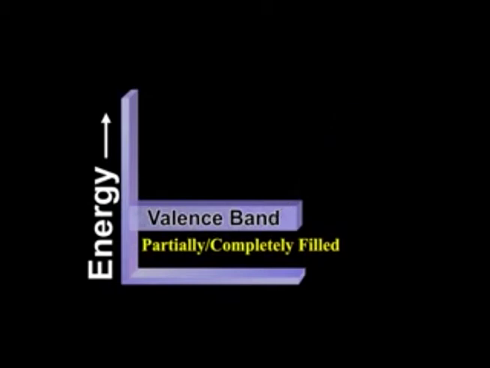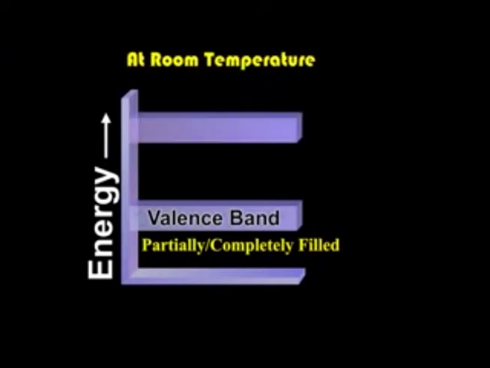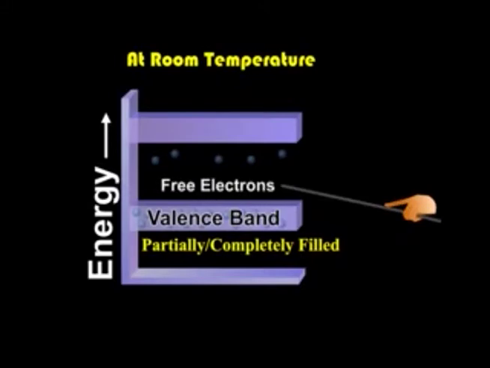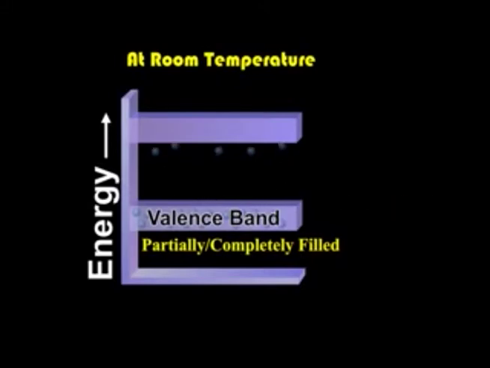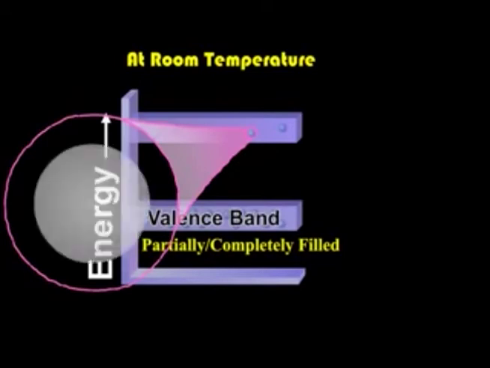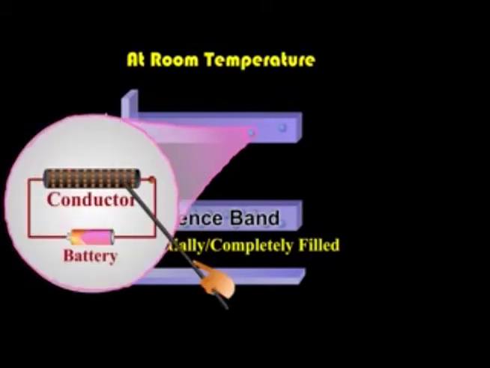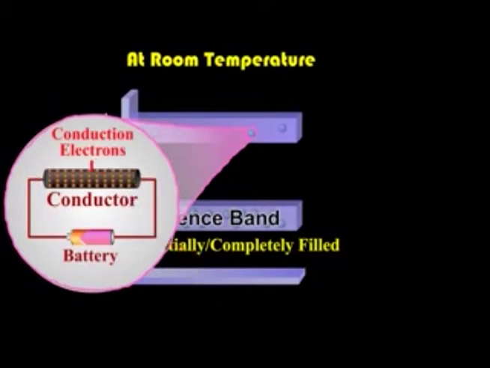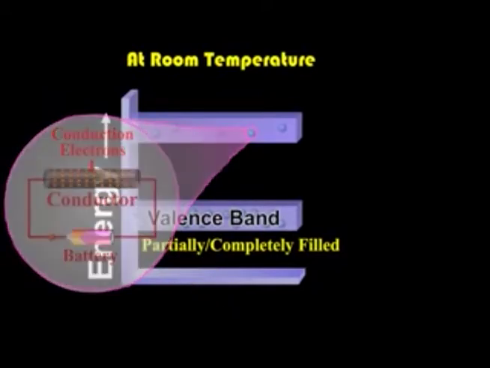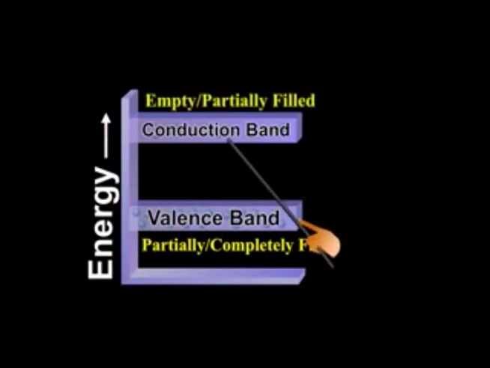In certain materials, the valence electrons are loosely attached to the nucleus. Even at room temperature, some of the electrons can leave the valence band. These are called free electrons. They are responsible for conduction of current in a conductor and are hence called conductor electrons. The band occupied by these electrons is called the conduction band. This band may be empty or partially filled.